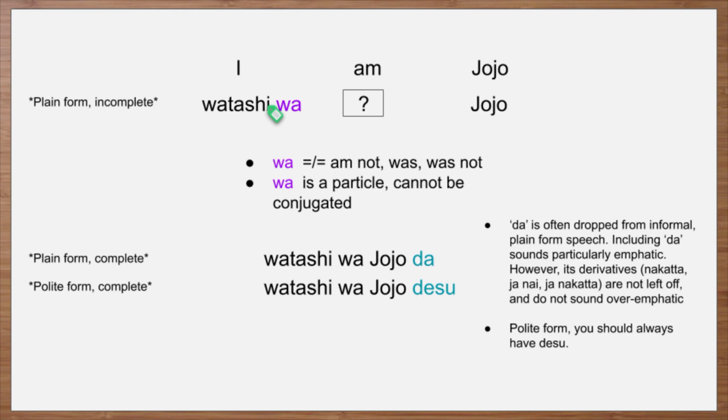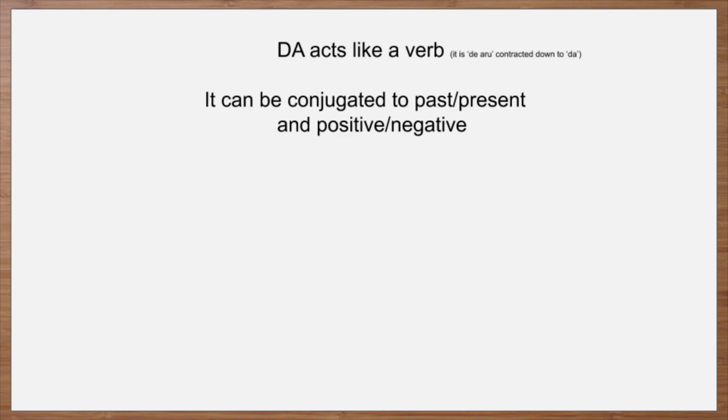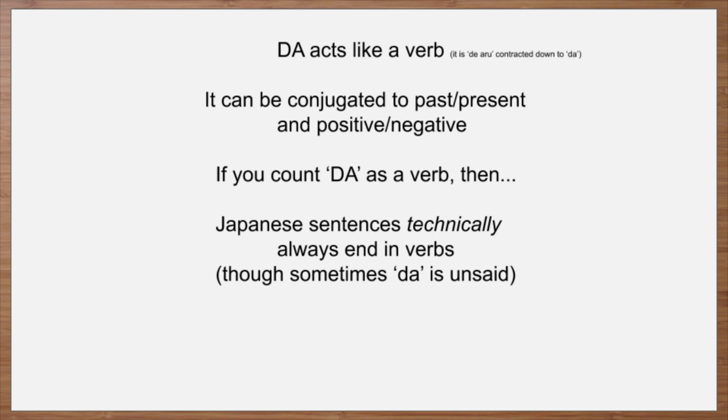So over on the left, we can see the sentence, Watashi wa Jojo is plain form and incomplete, but it is an appropriate and viable sentence with close friends and children. Watashi wa Jojo da is plain form and complete, but because present positive is the default or assumed status, adding the da sounds somewhat emphatic or masculine. Watashi wa Jojo desu is the polite and complete form of the sentence. So here's how I like to think about it. Da acts like a verb, it can be conjugated in the desu box. So if you count it as a verb, then Japanese sentences technically always end in verbs, though sometimes the da is unsaid. Those verbs will either be any verb from the language or da.